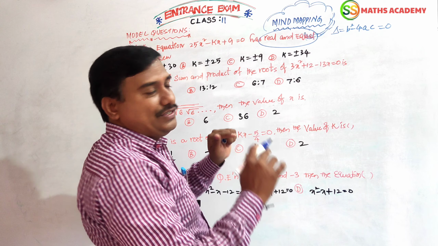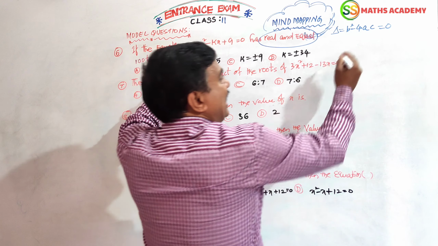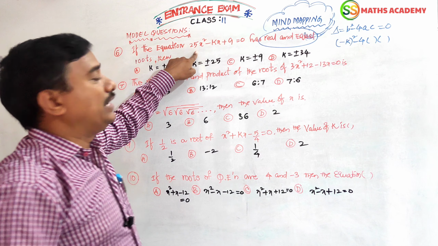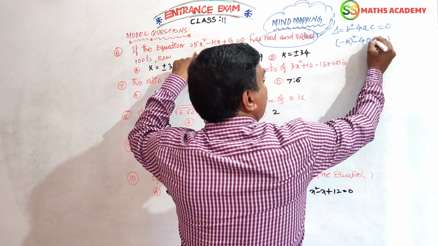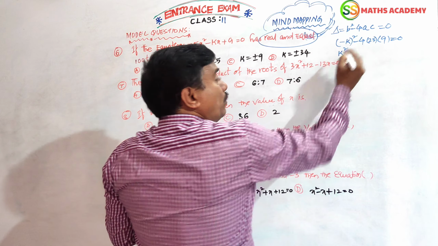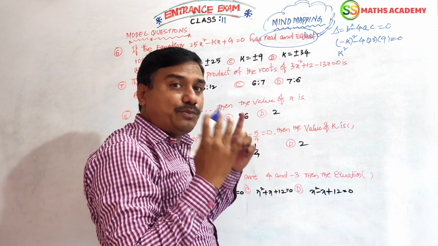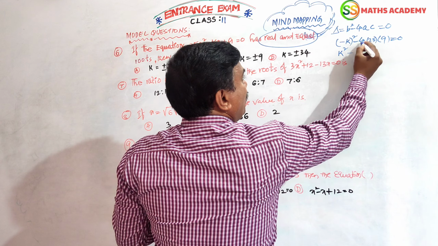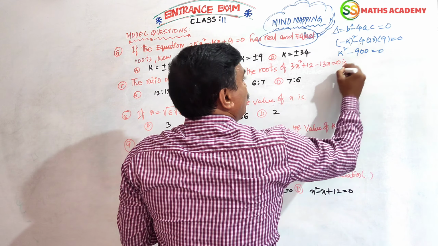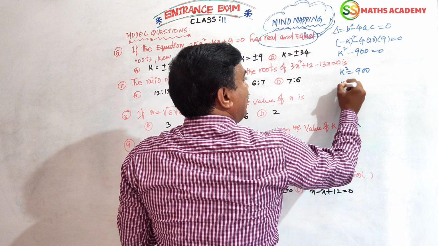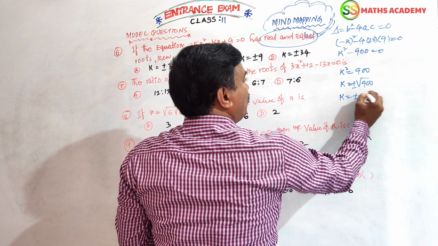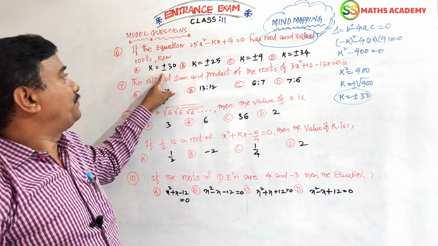What is the b? X coefficient: minus k. Substitute 4ac: a value, x square coefficient, 25; c value 9, is equal to 0. Friends, here minus k whole square, the power is even, so we should always get positive: k square. Here 25 times 4 is 100, 100 into 9 is 900. So k square is equal to 900. k is equal to plus or minus root of 900, that is nothing but 30. k equals 30.